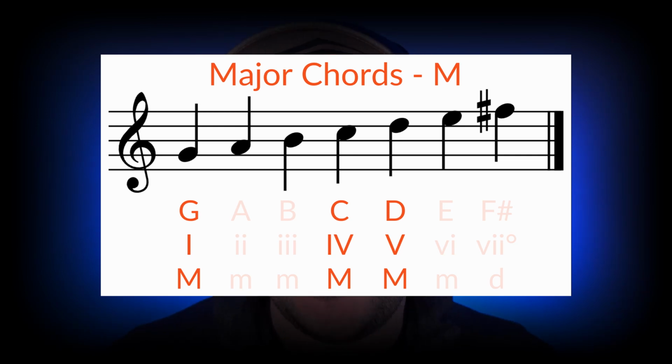So if we go back to G major, our 1 chord is going to be based around our 1, which is G. Therefore, we know we have the chord G major to work with. But then we also have a major 4 and major 5. So all we have to do is count up to the 4th and 5th note and build chords off of that. So we have G is our 1, and then we have A, B, C is our 4. So we have a C major chord. And then D is our 5. So we have a D major chord as well.